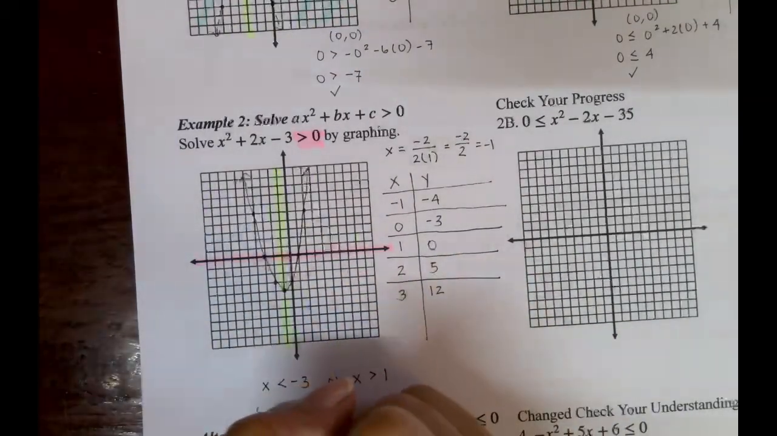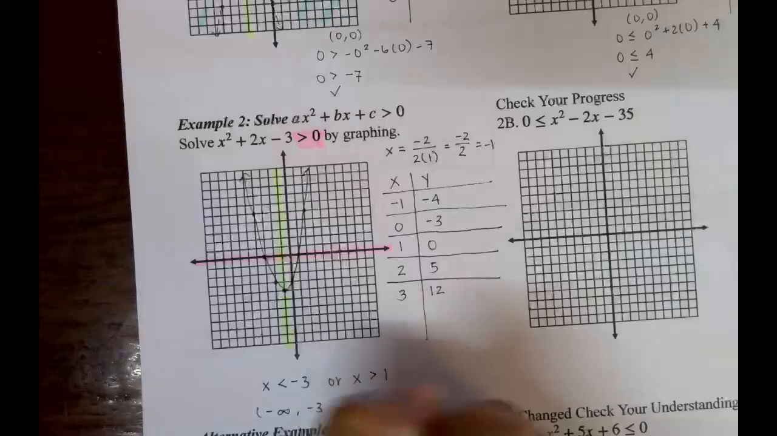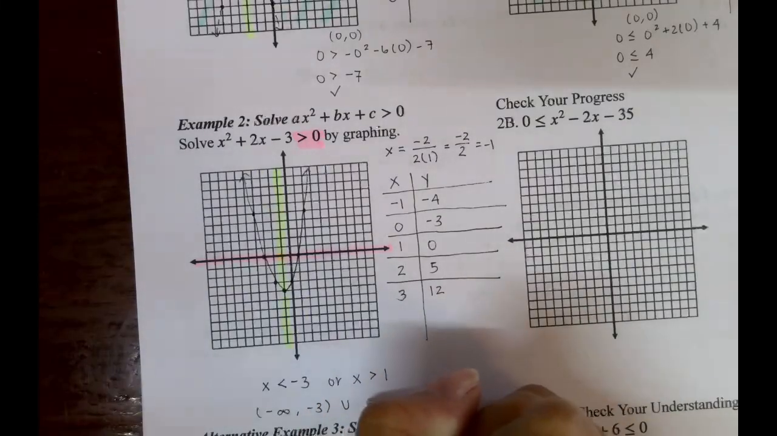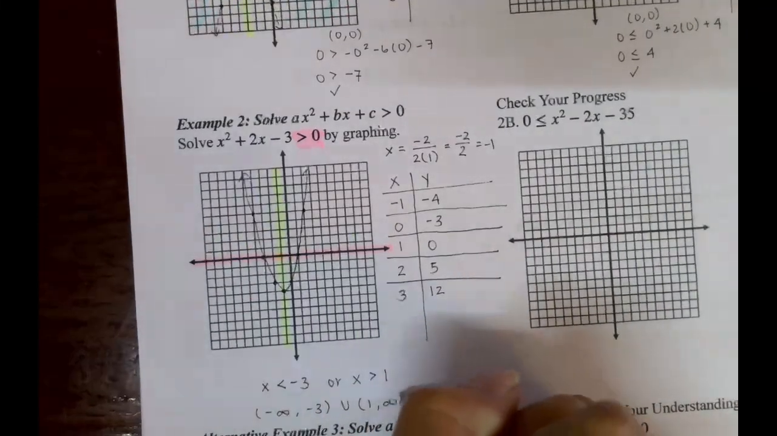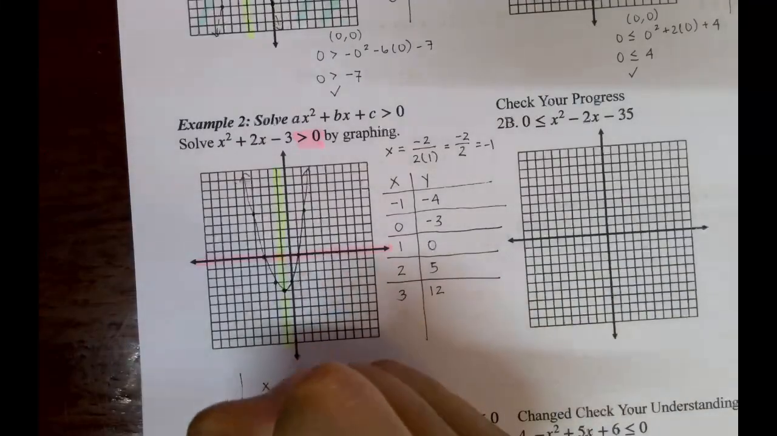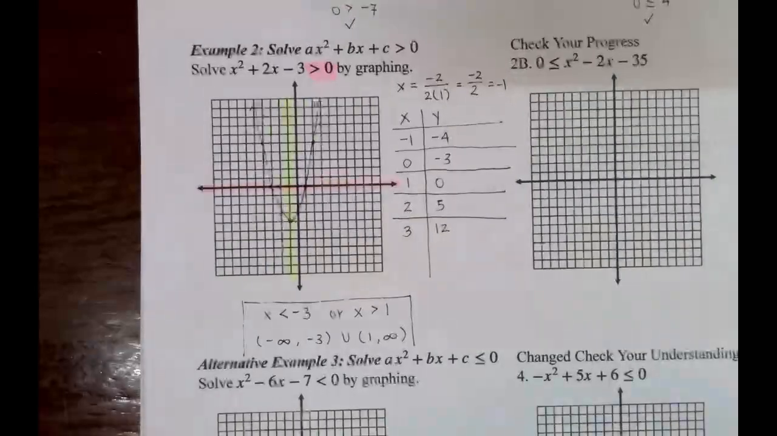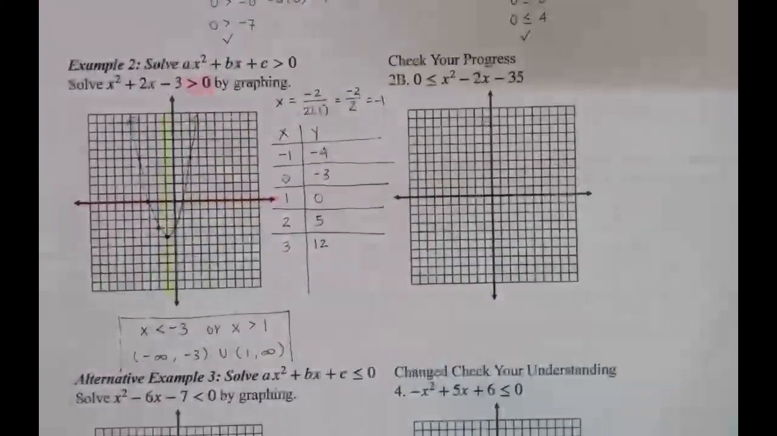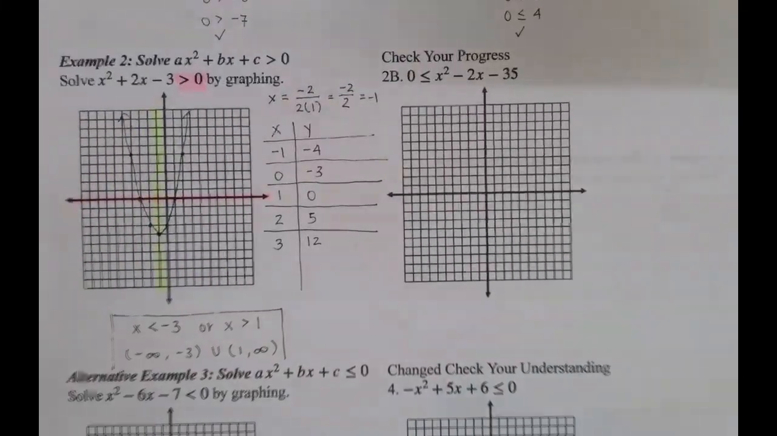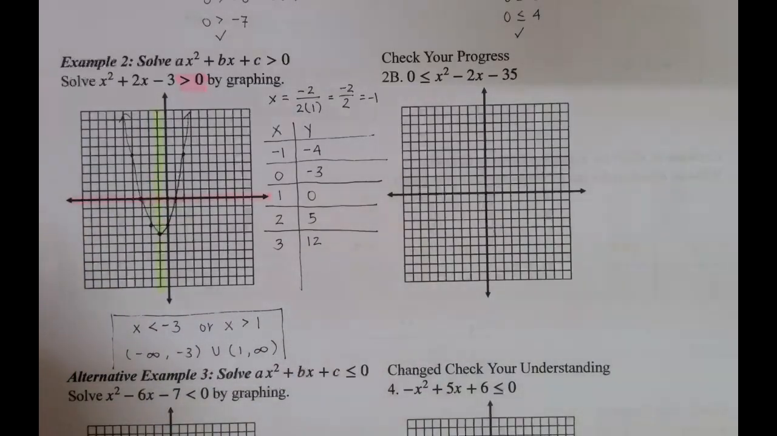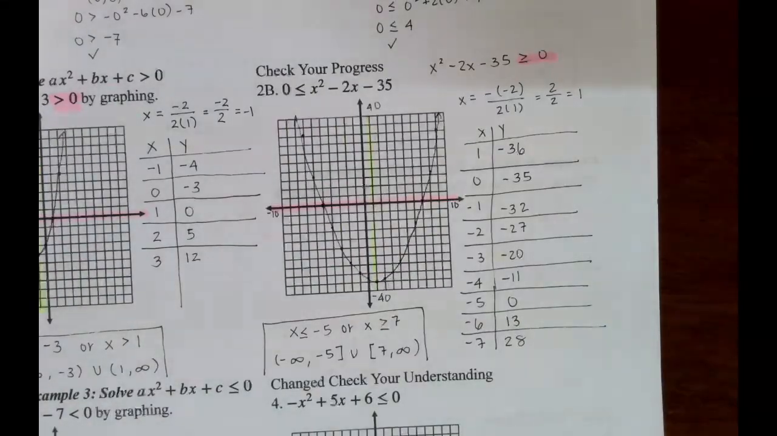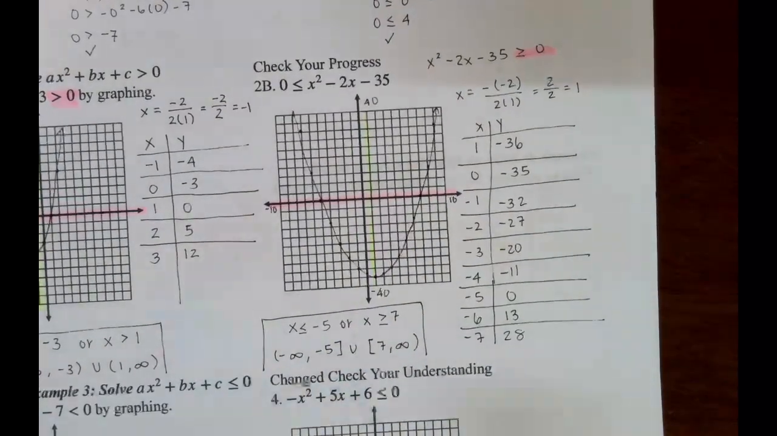Or you can write it as negative infinity to negative 3, and the parts from 1 to infinity. Okay, both are fine. The top one is in inequality notation, and the bottom one is in interval. So why don't you try 2b, and then come check your answer when you're done. Okay, here's your answer. x is less than or equal to negative 5, or x is greater than or equal to 7. This is in interval notation.